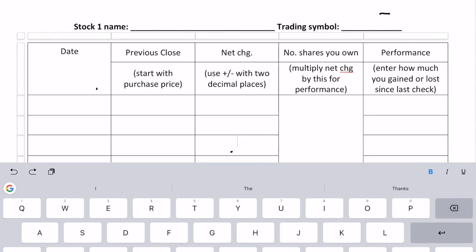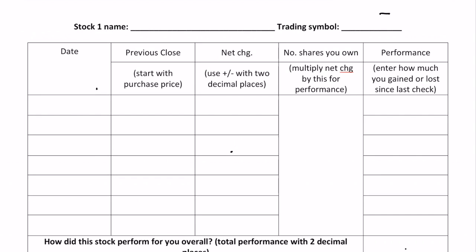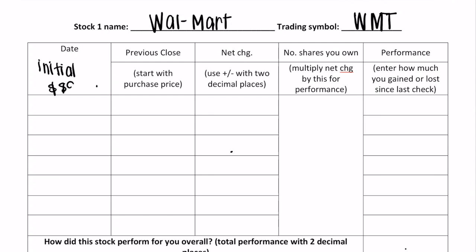Now we're going to look at the section where you have to fill out for your individual stocks. I'm only going to go over one with you, and from me doing that one, you should be able to do the rest of your three. So I'm going to look at Walmart, which has a trading ticker symbol of WMT. And then under date at the top, I write down the initial price, which was $89.64. And then I'm going to write down the dates that we had our checks.